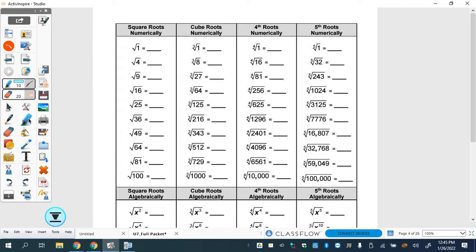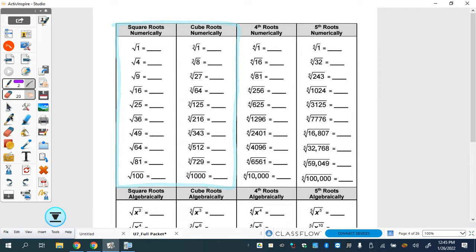We will be dealing primarily in square roots and cube roots. However, our other ones, fourth roots, fifth roots, they do end up showing up from time to time. So we do have to know how to handle them. But again, we will stick primarily to square roots and cube roots.